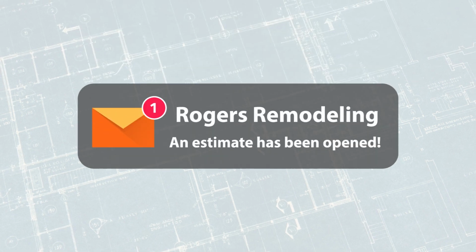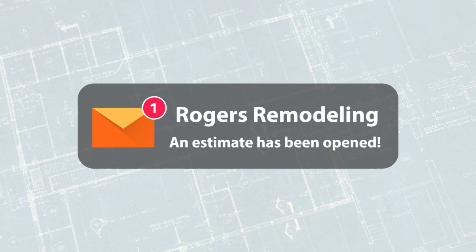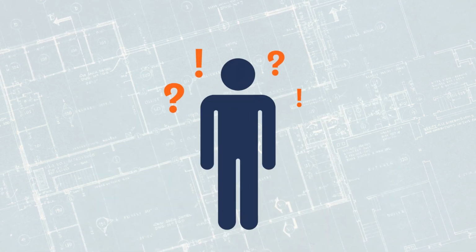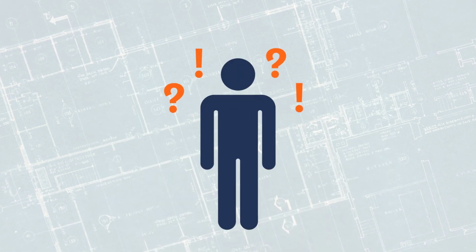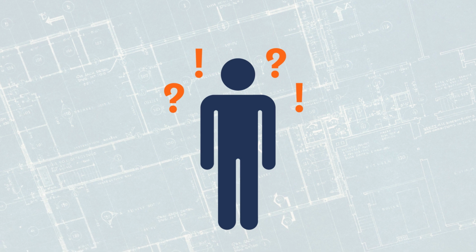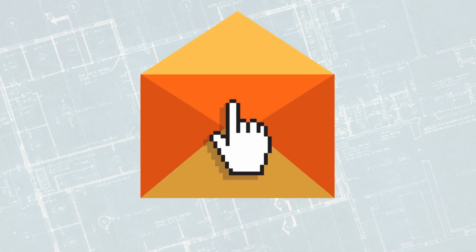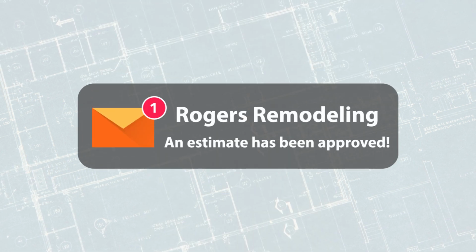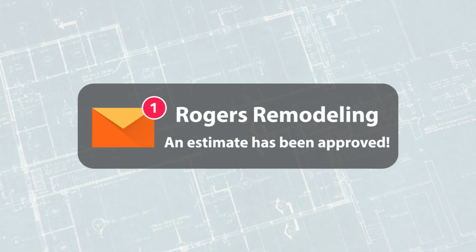Get notified when your client opens your estimate. Have you ever sent an estimate to a client but never heard from them again? You are left wondering if they didn't like the number or if they didn't get the email. No more guesswork. We show you when the email was sent, delivered, opened, and clicked so that you can time your follow-up. You'll also receive notification once your client approves or declines the estimate online.